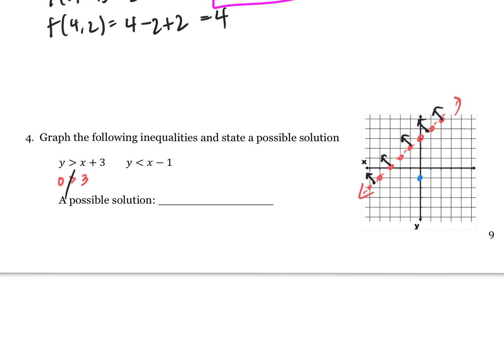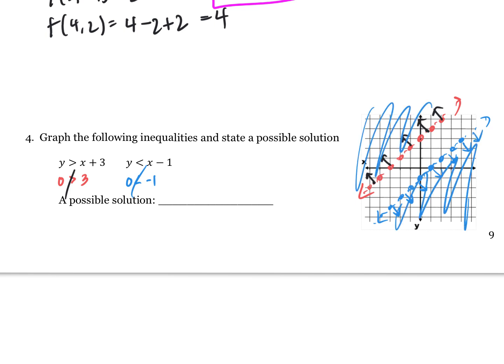X minus 1. Less than x minus 1, is 0 less than negative 1? No, it is not. So I cannot draw my arrows towards 0, 0. Where are we overlapping, people? Nowhere.